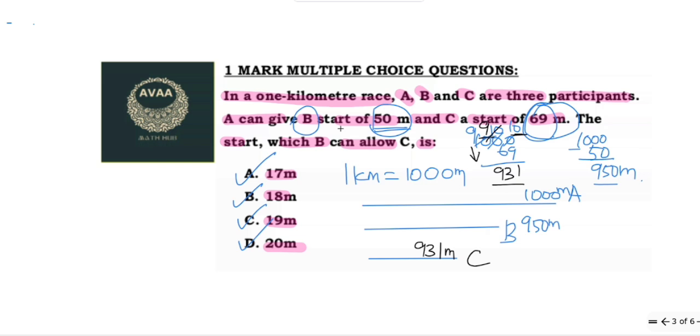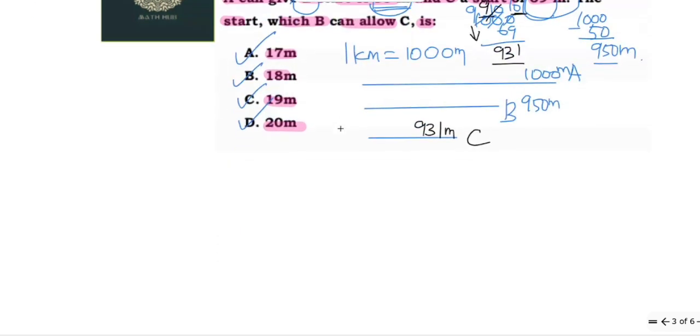Whenever we are trying like this, we can draw a diagram like this. But anyway, expressing them as a ratio is the best option to go for. We'll try to express them as a ratio, then only we know what we are doing. So A to B to C is actually 1000 to 950 to 931.